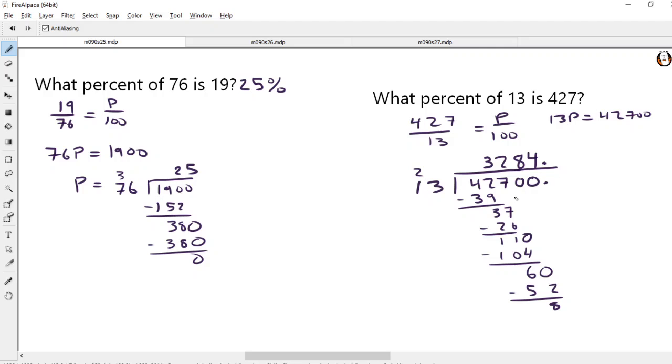So with a remainder of 8, 8 is more than half of 13, so we'd round that up. Let's say it's about 3,285%, which is a lot of percents, which means it's 32 times larger. 13 times 33 is 429, right? So it's around 33 times larger. It's 3,000 some percent. That's why it's such a large number, because there's such a difference between the two of them. Okay, next round of problems.